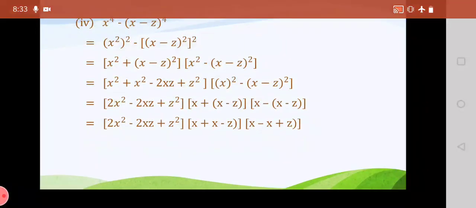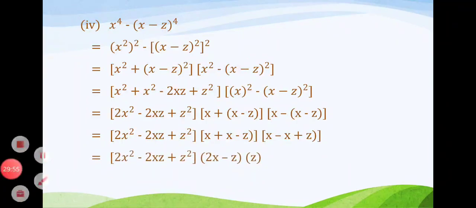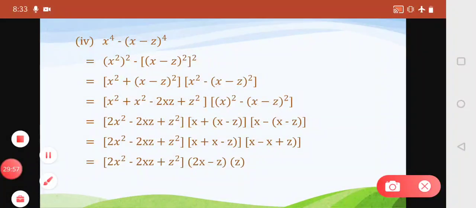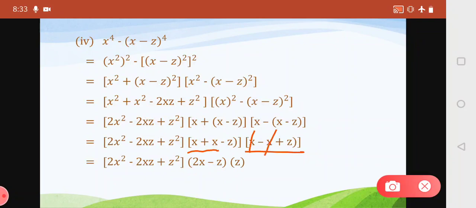Now further you can see that the first bracket we write as it is. So let us write: equal to 2x square minus 2xz plus z square as it is. Now in the second bracket, you can see again we get x plus x, that is 2x minus z. And in the third bracket, we can cancel plus x and minus x, that is 0 plus z, so only z is left. So we get 2x square minus 2xz plus z square into 2x minus z into z.